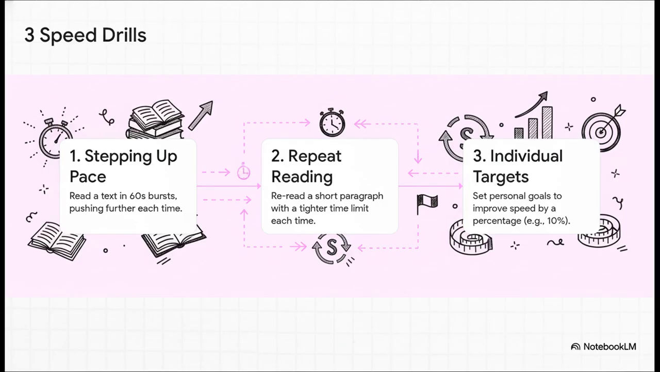Well, here are 3 really simple drills you can try. First, stepping up the pace. Have them read a text in 1-minute bursts, trying to get just a little bit further each time. Second, repeat reading. They read the same short paragraph over and over, but you give them a slightly tighter time limit each attempt. And third, individual targets. Get each student to aim for improving their own personal speed by a set amount, say 10%. That way, the goal feels achievable for everyone, no matter where they're starting from.